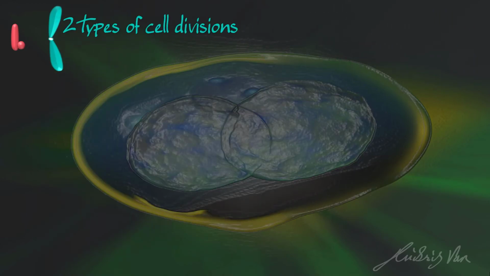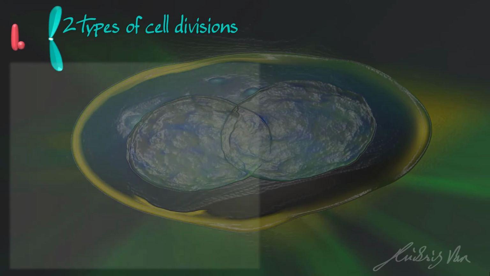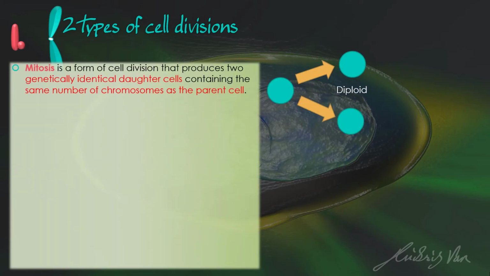And lastly, let's briefly go through the function of the 2 types of cell division. The first is mitosis. Mitosis is the form of cell division that produces 2 genetically identical daughter cells containing the same number of chromosomes as the parent cell. They are important for growth, replacement of worn-out cells, as well as asexual reproduction in some species.